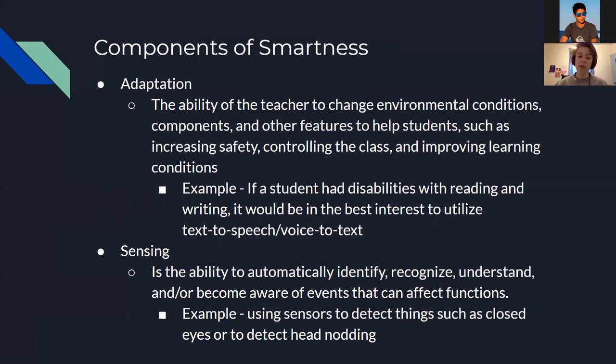The second component is sensing, which is the ability to automatically identify, recognize, understand, or become aware of events that can affect the functions of smart learning. So an example of this is using sensors or a webcam to detect things such as closed eyes or head nodding in a student. And that can tell you maybe they're bored, maybe they're not paying attention. And with this, you can react to it and make the learning experience better.